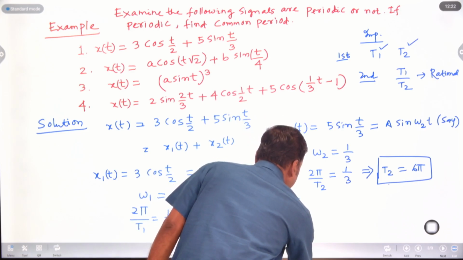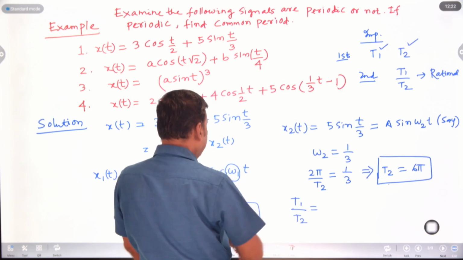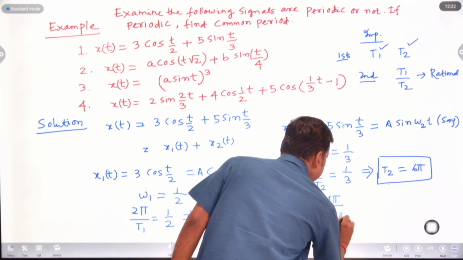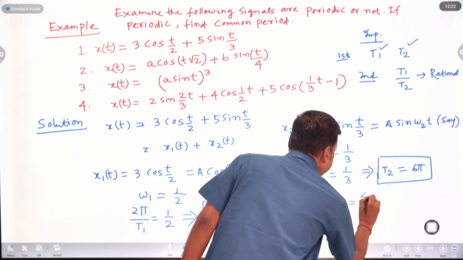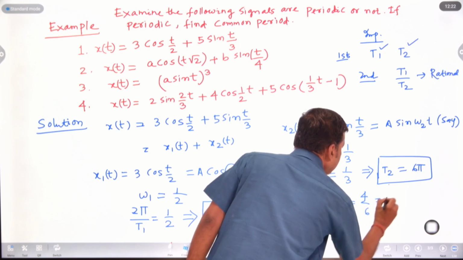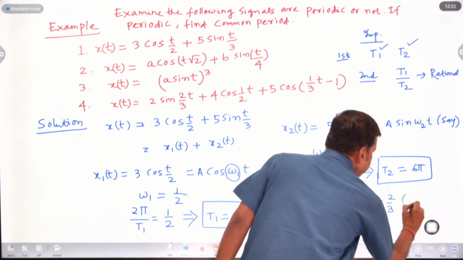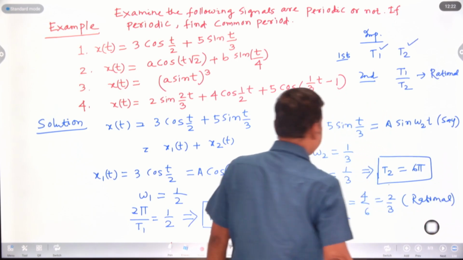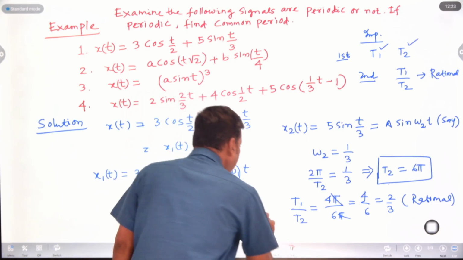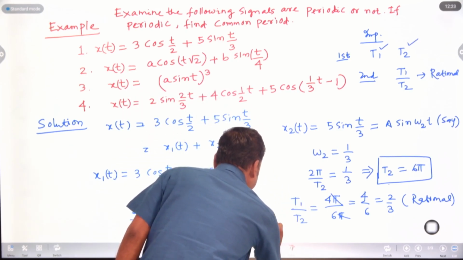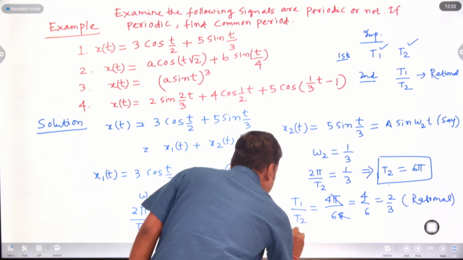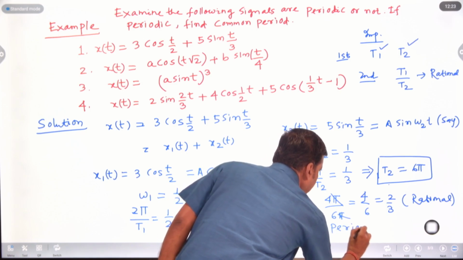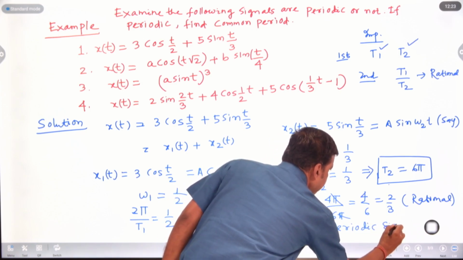T1 by T2, where T1 equals 4 pi and T2 equals 6 pi. So pi cancels, that is 4 by 6. 4 by 6 is nothing but 2 by 3 and it is a rational number. So the signal is a periodic signal. Therefore, since T1 by T2 is rational, it is a periodic signal.